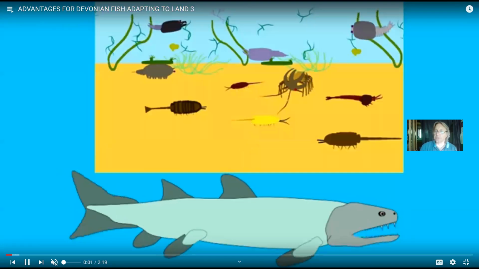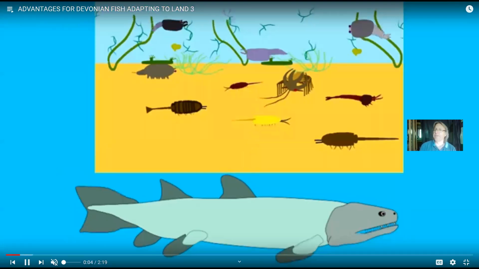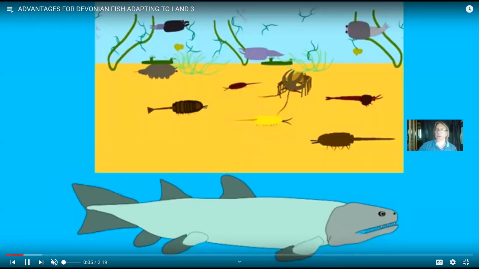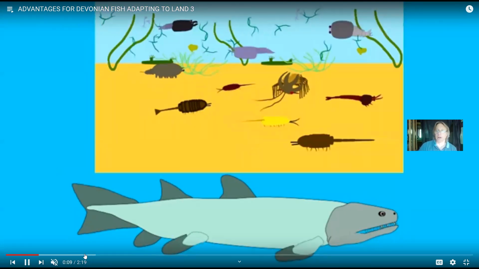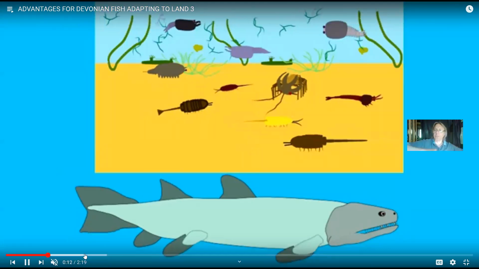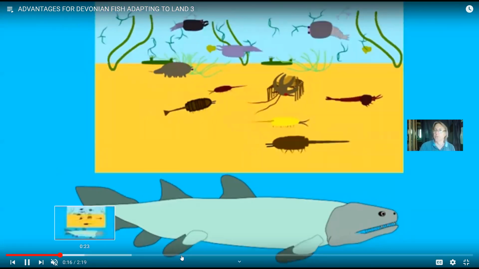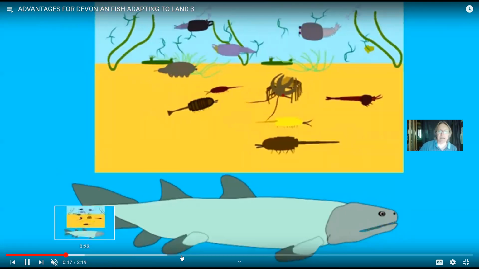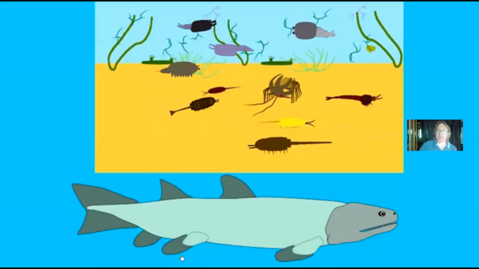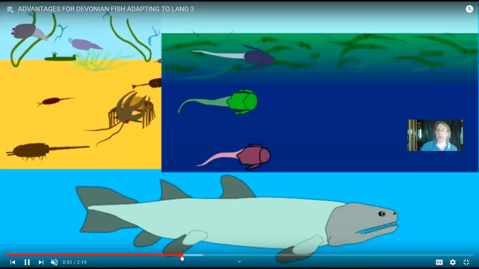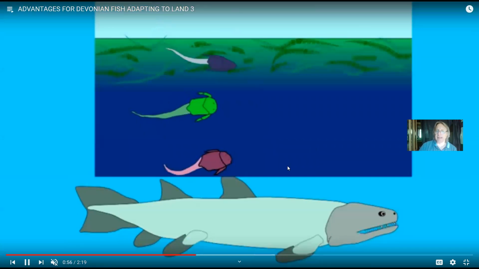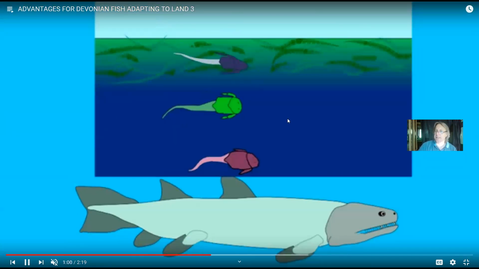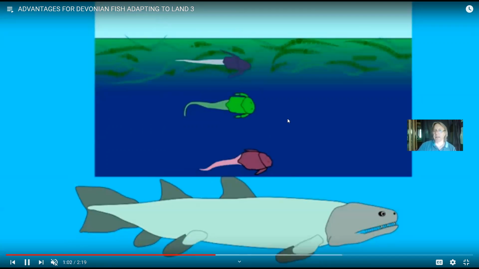There are other things like food sources. If you can get close to shore, there are algae there. There are lots of small arthropods there. So your fins, if they help you to move in the mud near shore, even if it is not the intent to come out onto land, this then gives you the ability to access greater food sources, more algae, etc.